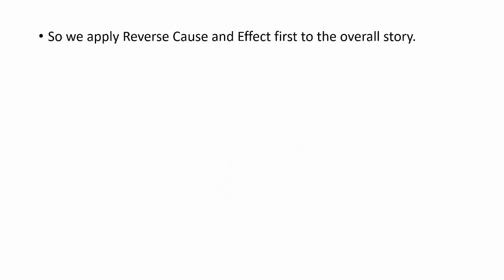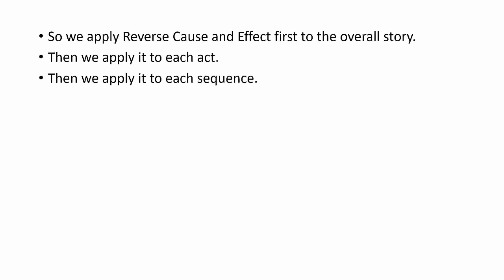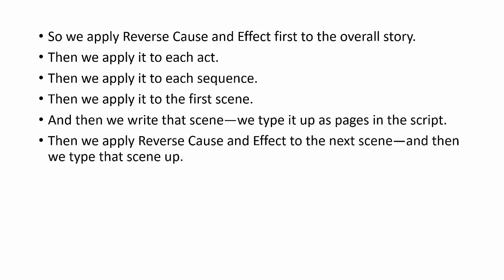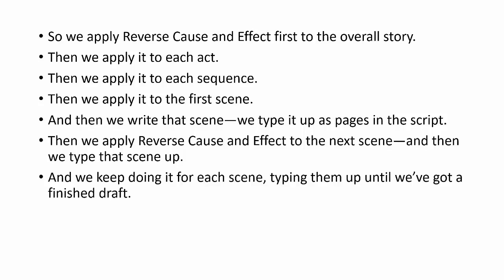So we apply reverse cause and effect first to the overall story. Then we apply it to each act. Then we apply it to each sequence. Then we apply it to the first scene. And then we write that scene. We type it up as pages in the script. Then we apply reverse cause and effect to the next scene. And then we type that scene up. And we keep doing it for each scene, typing them up until we've got a finished draft.